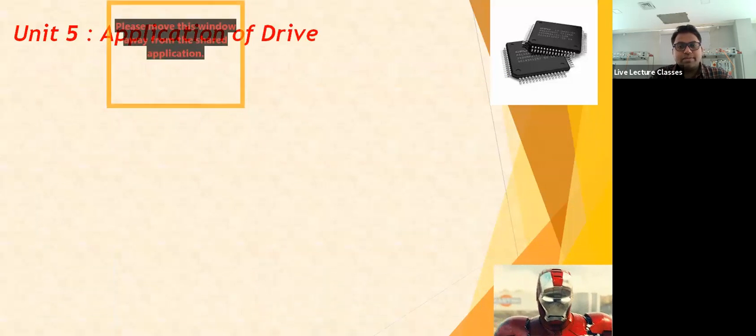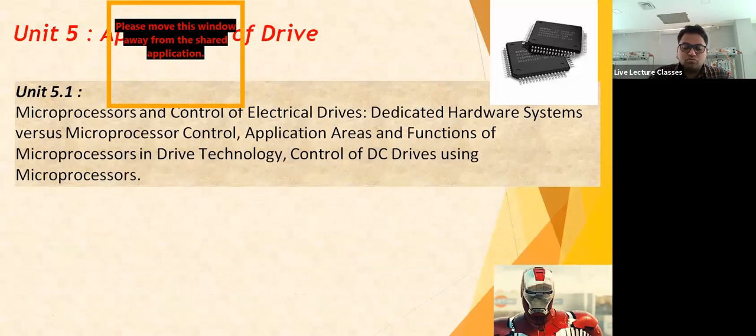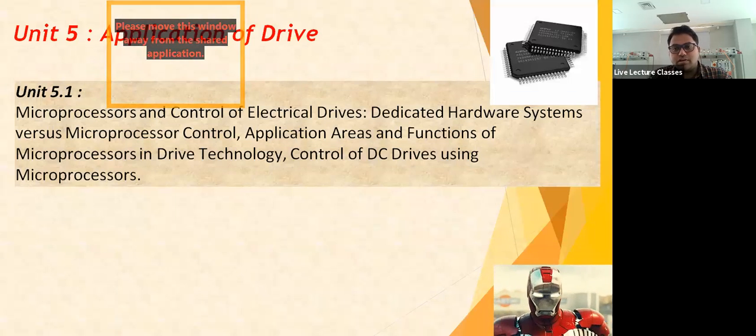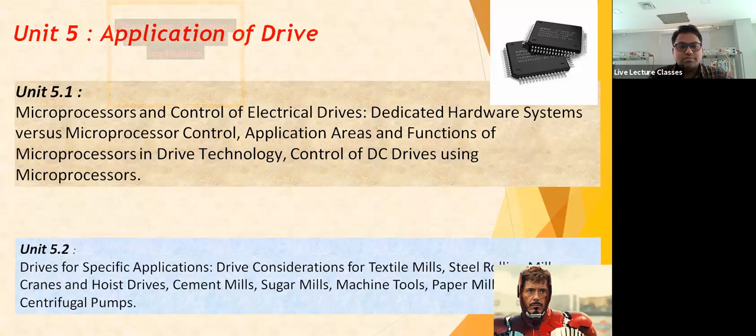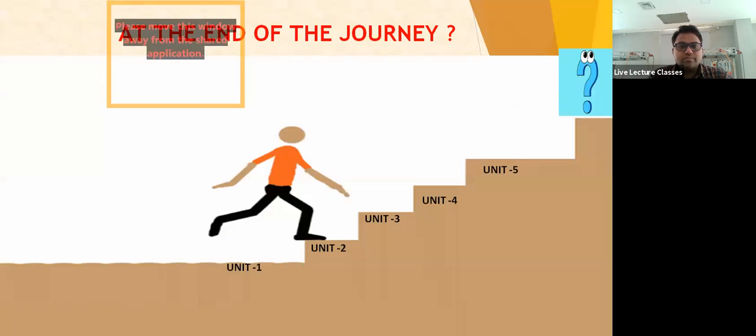Then the application of drives, which is basically the application through microprocessors and microcontrollers. You will have the application areas and functions of microprocessors in drive technology. That means in which type of drives these microprocessors are required. And then the control of DC drives using microprocessors. That is unit 5.2, as you can see.